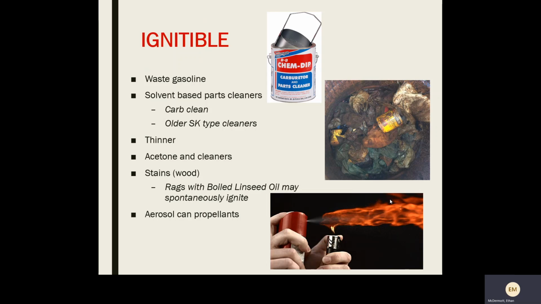Ignitable or flammable wastes are wastes that can flash to fire because they release flammable vapors readily into the air. Flammable wastes include waste gasoline, solvent-based cleaners, paint thinners, acetone, wood stains or paints with solvent-based carriers, and aerosol can propellants. On the right, you can see a picture with a mound of rags contaminated with wood stain. A lot of wood stains and oil-based paints can contain linseed oil, and rags that are contaminated with boiled linseed oil have the potential to spontaneously ignite. Therefore, these wastes need to be managed correctly.